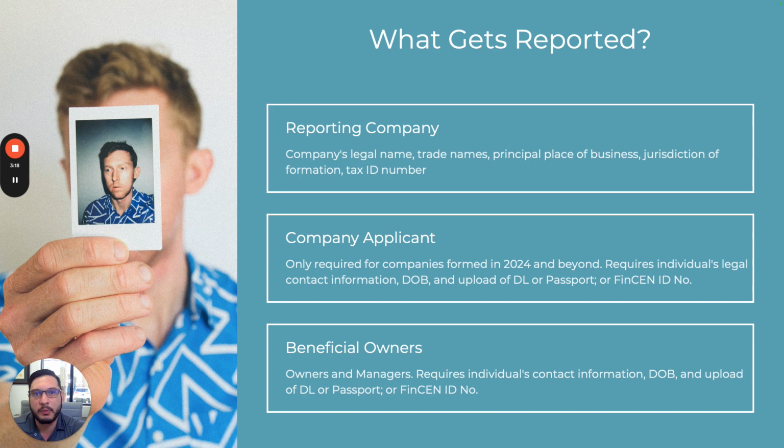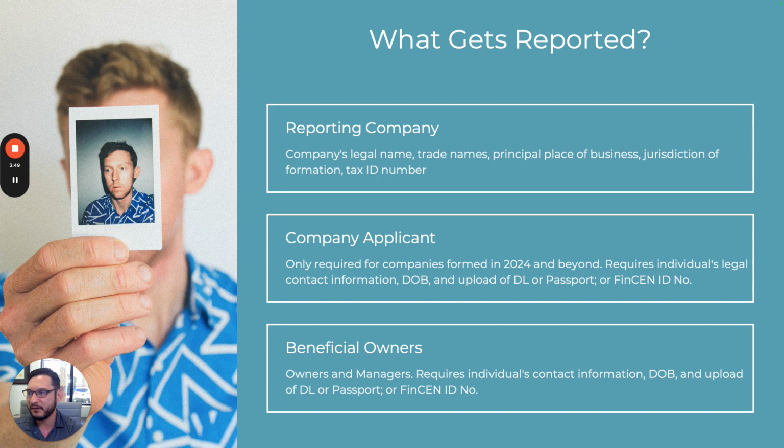Next is going to be what's called the beneficial owners. This is, again, very broadly defined. It not only includes anyone who has ownership interest in the company, but also people who have substantial control, so managers, directors, officers. Again, you're going to be required to upload that individual's contact information, their date of birth, as well as a copy of their driver's license or passport, or alternatively, you could include their FinCEN ID, which is what I would recommend that most people do.